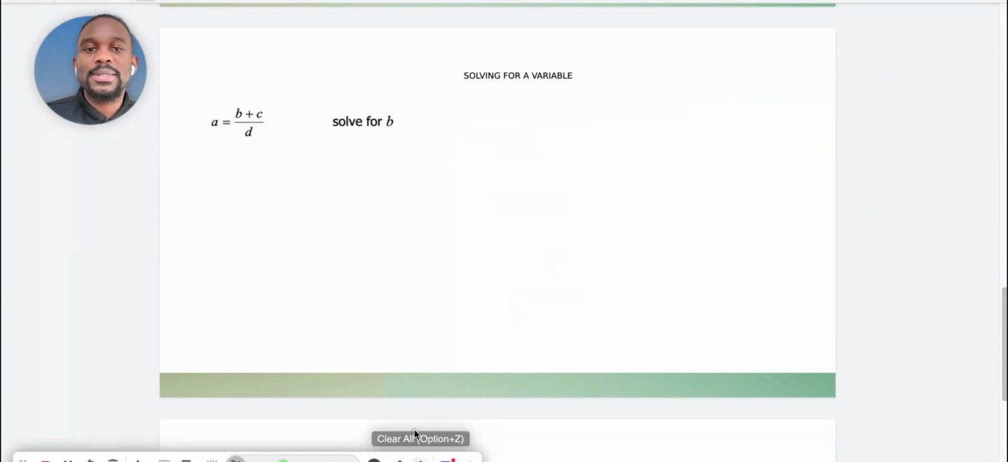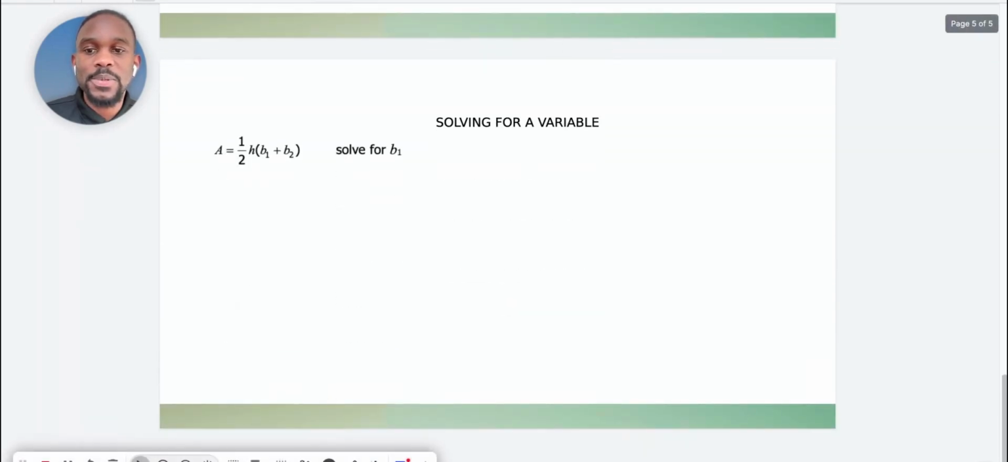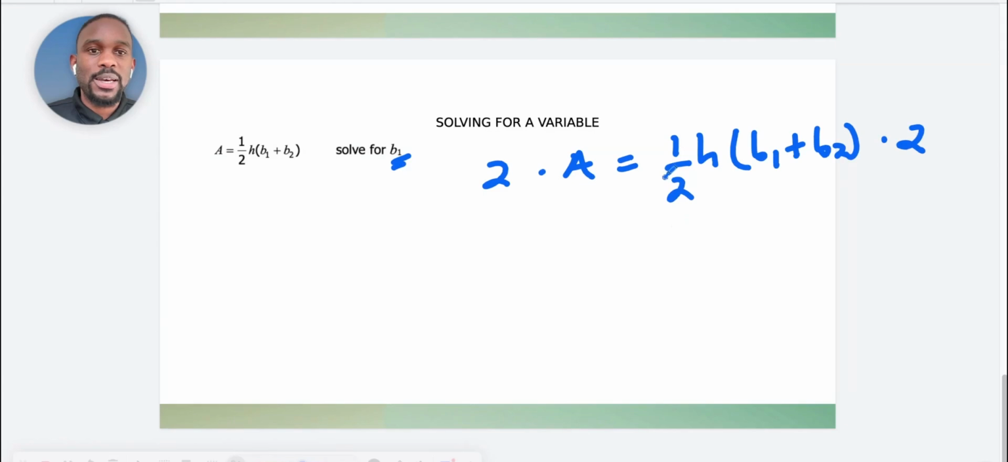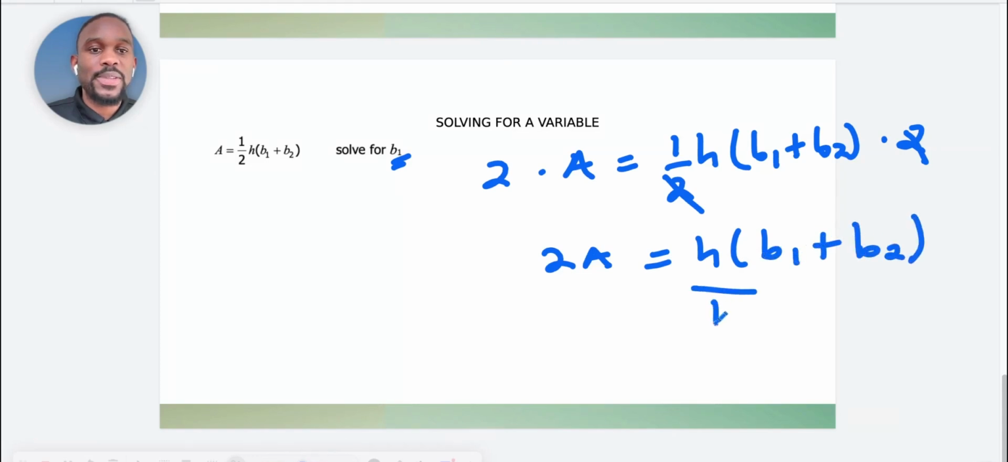And then lastly, one last example. Again, please feel free to pause the video and try out these problems. We have A is equal to a half, H, times B1 plus B2. If I want to get rid of this a half, I'll multiply both sides by 2. So times 2 here, times 2 there. This 2 here will cancel with this 2 right there. Then we'll have 2A is equal to 1H, which is the same as H, times B1 plus B2. To get rid of this H, I'll divide both sides by H. This H will go, and then I'll have 2A over H is equal to B1 plus B2.